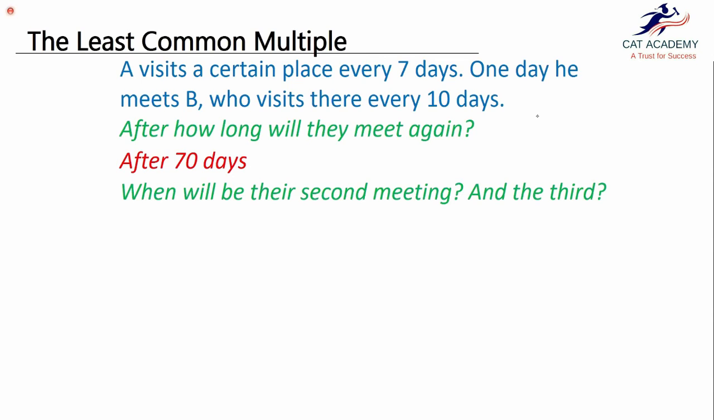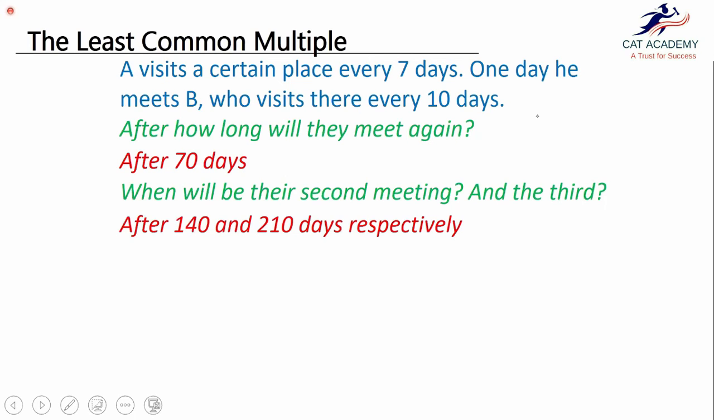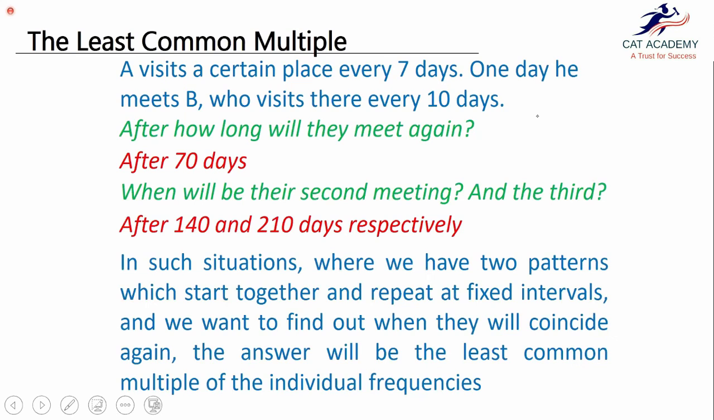Can you tell me when will be the second meeting and the third meeting? Second meeting would be there after 140 days, that is after another 70. Third meeting would be there after another 70, that is multiples of 70. Right? So basically 70 is the least common multiple, and then after that 140, 210, 280, 350 are the common multiples. Right?